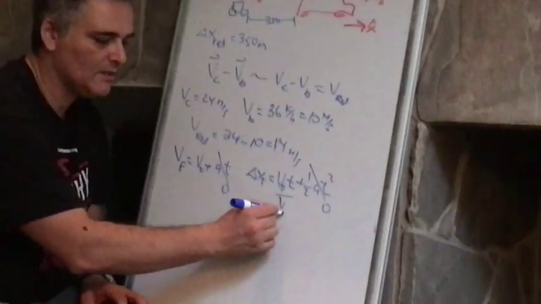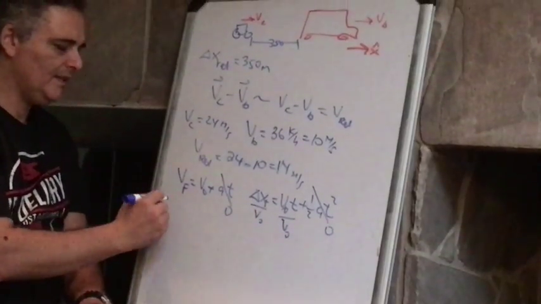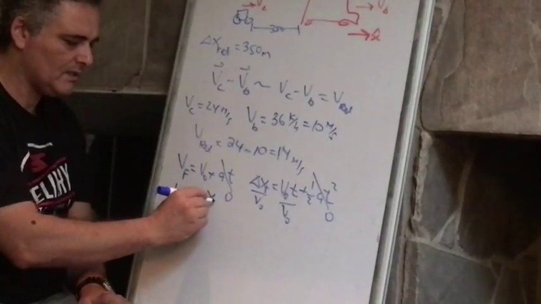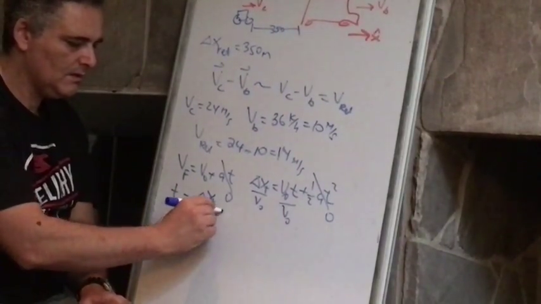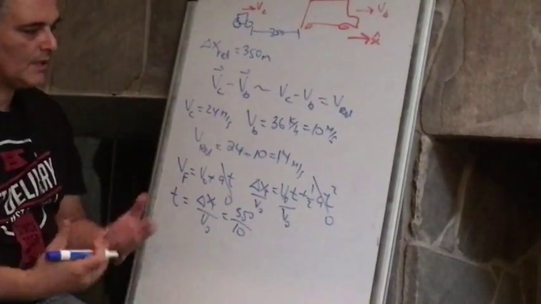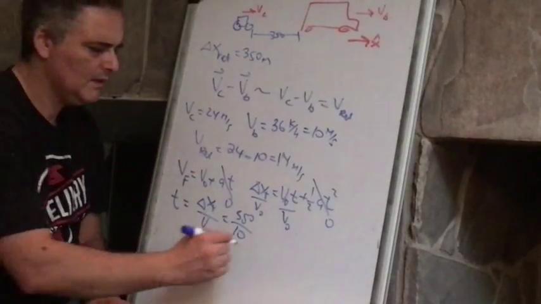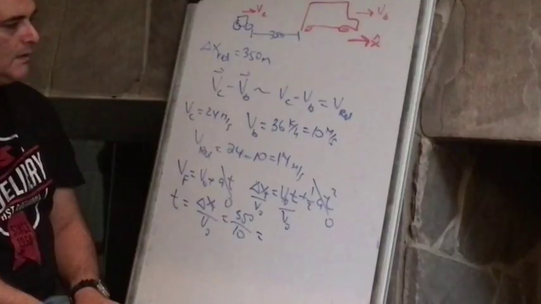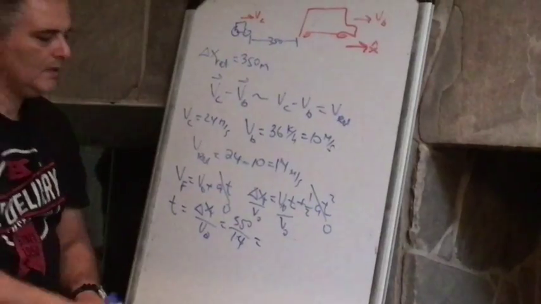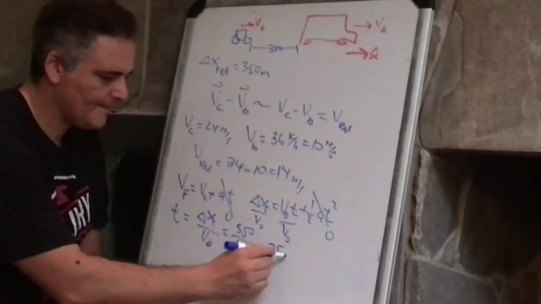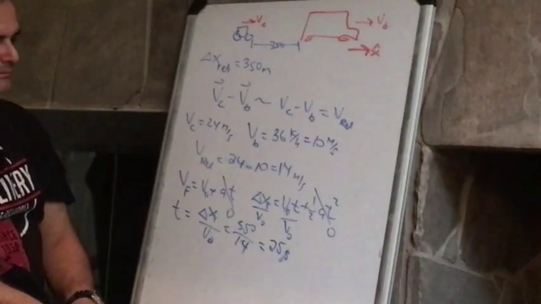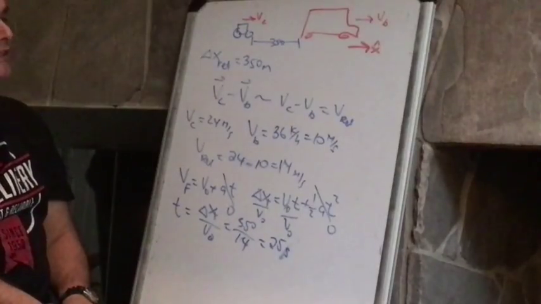So if we divide both sides by V0, then the time to catch up is this relative distance over V0. So it's 350 divided by 10. And this V0 is literally our relative speed. Why would it be 10? Oh, it's 14. I'm sorry, 14, my bad, 14, right? Which is like 25 seconds. Okay? So time is 25 seconds for it to catch up.